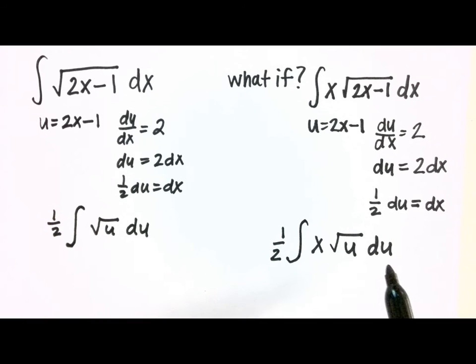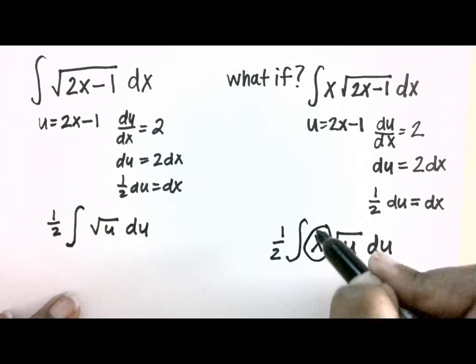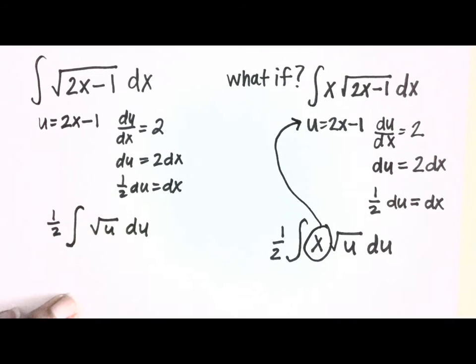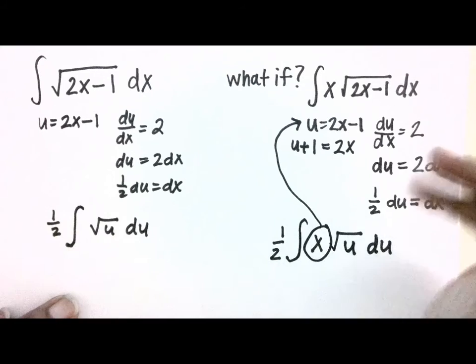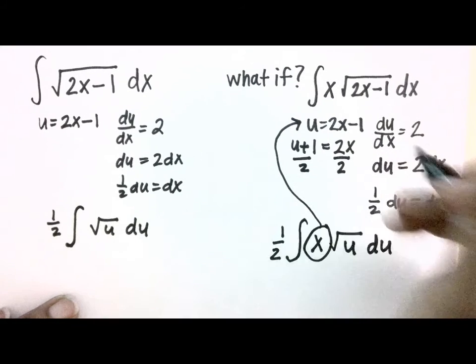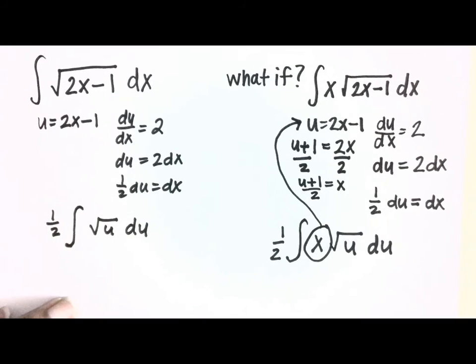All right, so this is a problem, because I'm integrating in terms of u, but I have an x. So if I have this extra x, I have to go back up to my u and solve for x. So u plus 1 equals 2x. Divide by 2. So x equals (u plus 1) over 2.